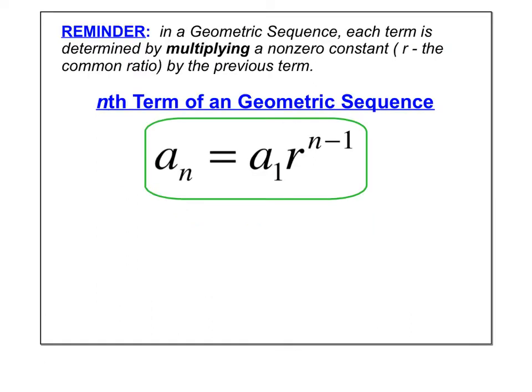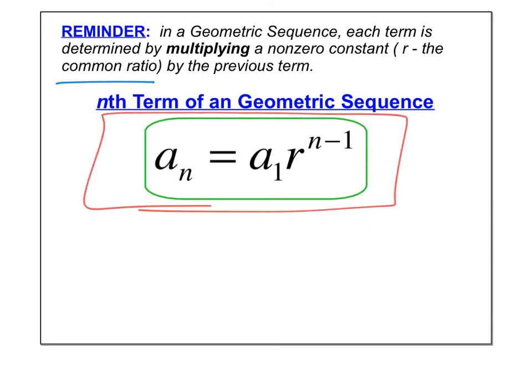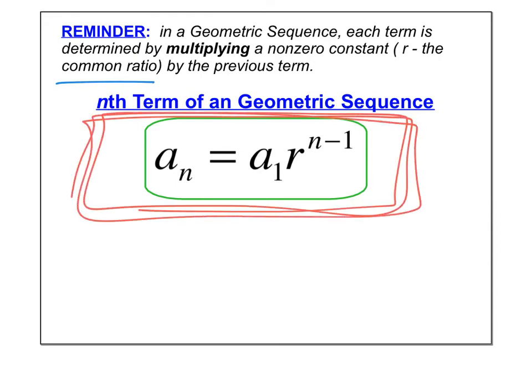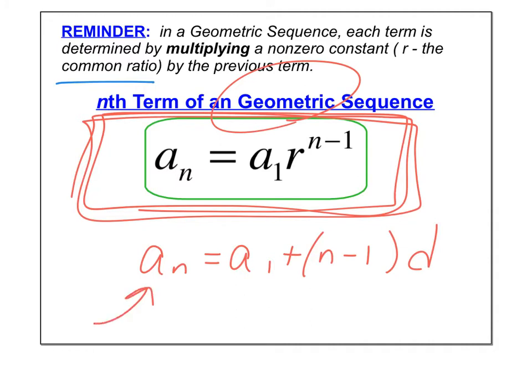Reminder, in a geometric sequence, each term is determined by multiplying the previous term by a non-zero constant, r, which we labeled the common ratio. The equation we will use for the nth term of any geometric sequence is here: a sub n equals a sub 1 times the common ratio raised to the power of n minus 1, again the number of terms equaling n. The arithmetic one, if we remember that one, was this guy. So that is the difference between geometric and arithmetic.